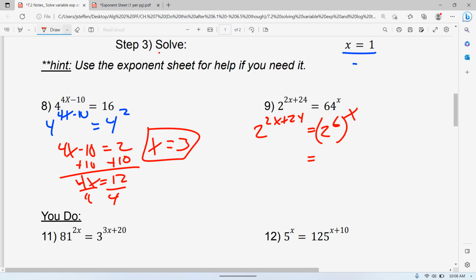The other class I told them they could skip it. I'm not going to make you skip that for the example we're going to do. I think the next one or the one after, I'll show you that. So I would not skip that step. But 6 times x is just 6x. Over here, we didn't change anything.